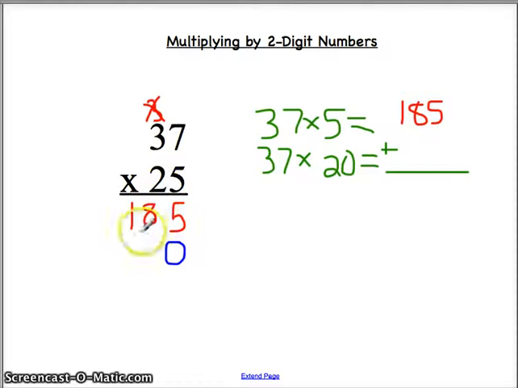2 times 7 is 14. Bring your 1 to the top. Now this is where that 3 could have confused you if you didn't mark it out or erase it. We will not need that 3 for this step. So we just need the 1 up at the top. 2 times 3 is 6, plus 1 more is 7. So what I have is 37 times 20 is 740.